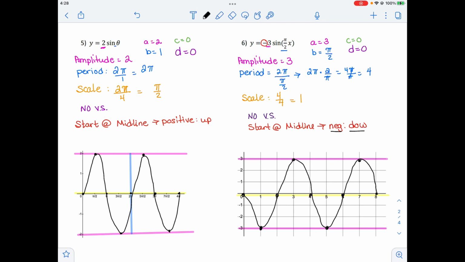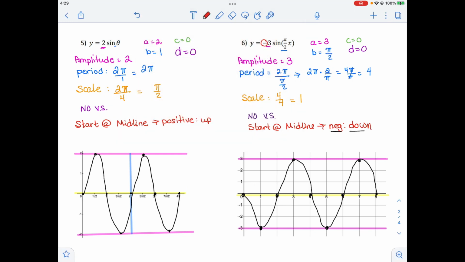So then we look to see what kind of sign we have in front of the function. So on number 5, we have no negative sign, so we know it's positive. So it's going to start from the midline and go up. That's how it's going to start. Number 6, we have a negative sign in front. So it's going to still start at the midline because there's no vertical shift, and we are actually going to go down in our starting.